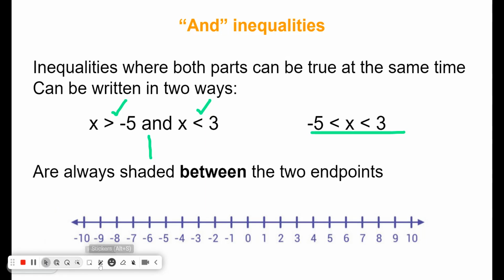And if we were to put that on the number line, let's see here. X is greater than -5. We've already marked that 1 works for both of them, so I'm just going to put a little mark there for myself as a reminder. They're always shaded between the two endpoints, so there's 3. This is an open circle because x cannot be 3 or -5. It has to be in between them. So your shading will look like this. Yeah, that's an AND inequality.